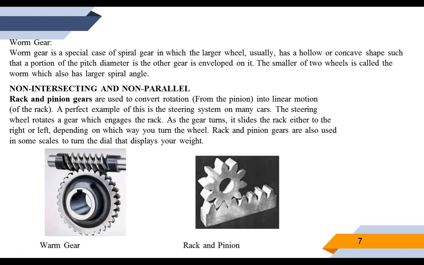Next, for non-intersecting and non-parallel shafts, there is the rack and pinion. You can see rack and pinion gears are used to convert rotational motion into linear motion: the rotational motion from the pinion and the linear motion of the rack. The perfect example of this is the steering system on many cars. In the steering gear mechanism, we use this rack and pinion. The steering wheel rotates the gear which engages the rack. As the gear turns, it slides the rack either to the right or left, depending on which way you turn the wheel.